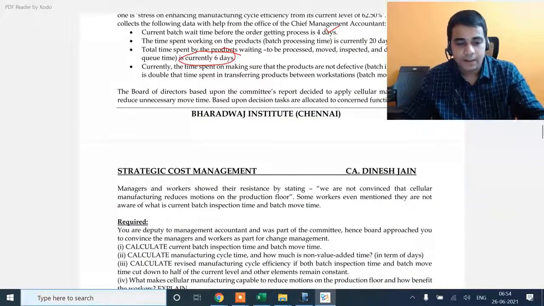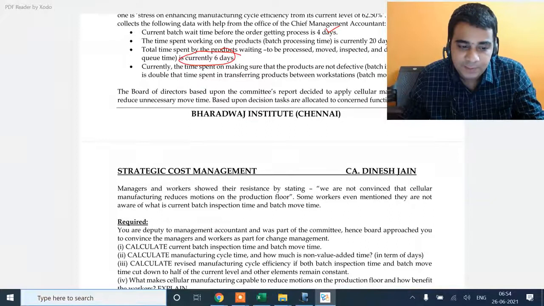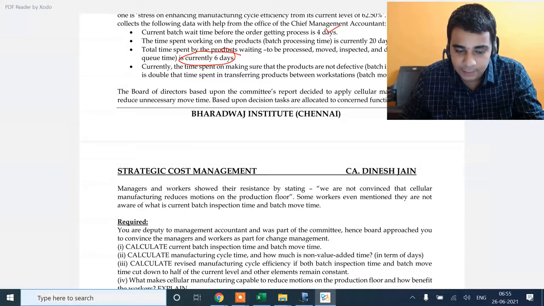The question had asked for current inspection and movement time. Inspection is 4 days, movement is 2 days. Manufacturing cycle time: how many days does it take? 32. In that, non-value added was 12 days. We are done with part 1 and part 2.